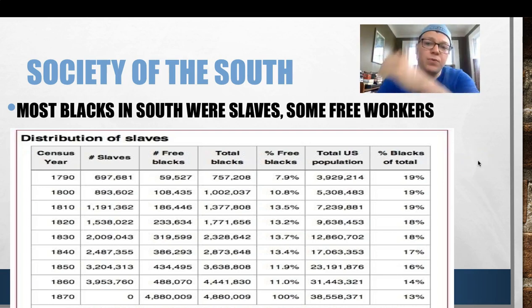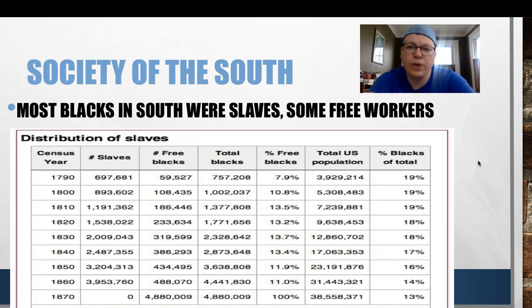Most blacks in the South were slaves. Some were free workers. You can look at the chart. If you look at 1790 to 1860, anywhere from 7 to 13% of the black population is free in any of those areas. Now some of you may say, well, you just said like 50% of the South had slaves in some areas. Why did that number never get over 18, 19?